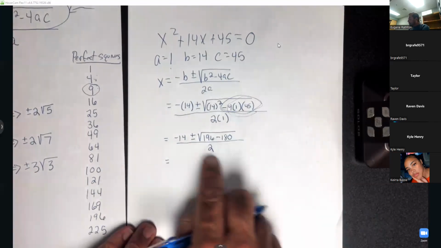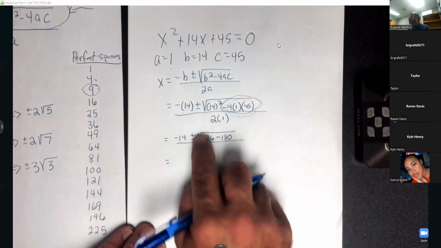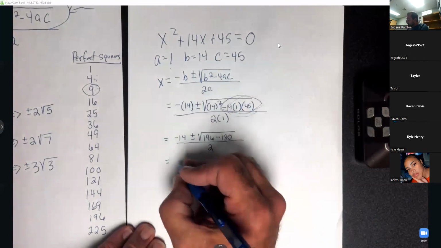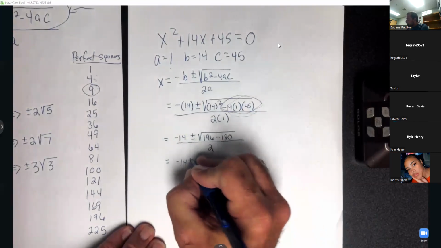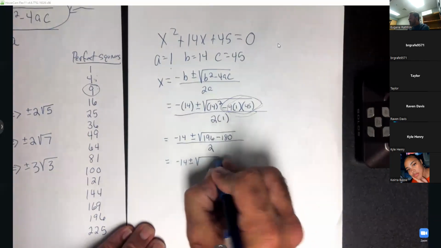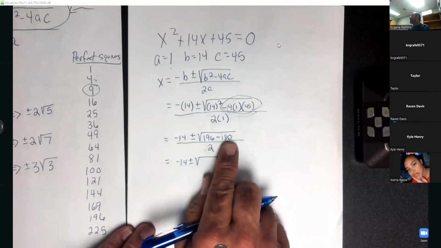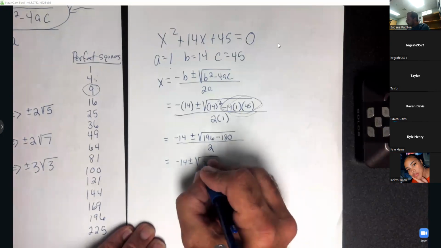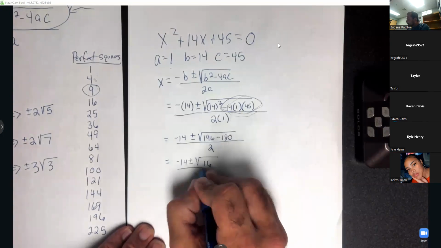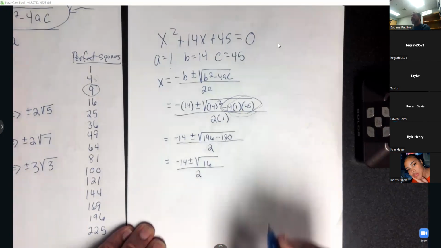All right, so we can't do nothing with this outside stuff until we get rid of this radical. So bring down your negative 14, plus or minus. Under the radical, 196 minus 180, that gives us 16. All of that divided by 2.